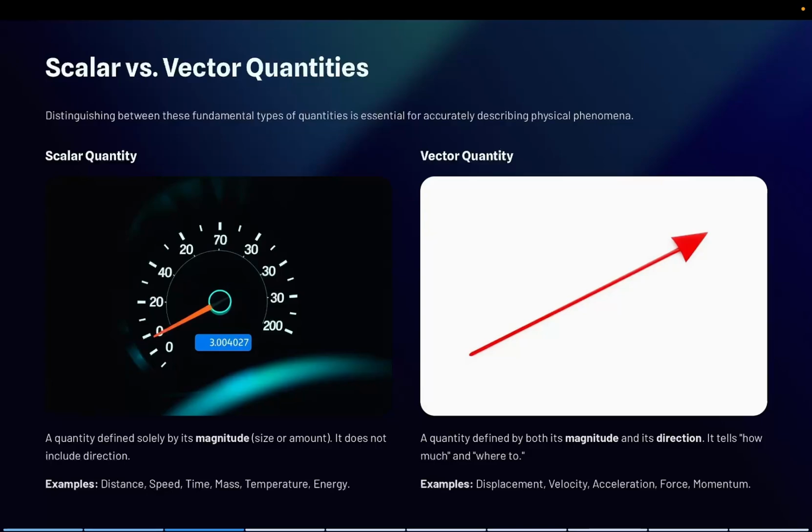What about vector quantity? Vector quantities need a direction. Magnitude is not enough to describe them. You need a magnitude and a direction. For example, displacement, velocity, acceleration. These are vector quantities. That means they need direction. For example, displacement, you know, 5 kilometers to the north or 20 kilometers to the east. That's how you describe them.